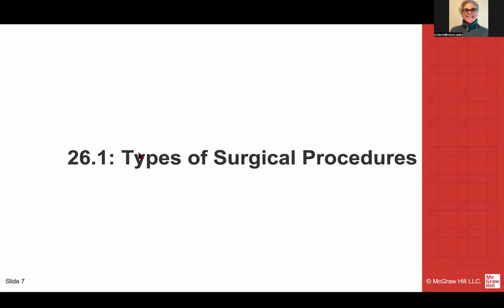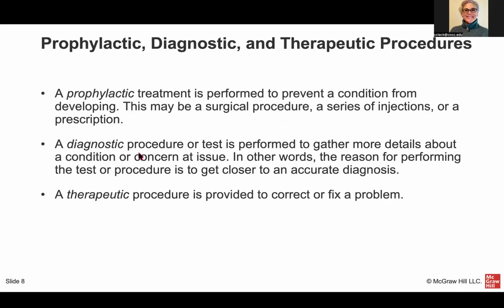Now, think about it from a patient's perspective. When someone goes in for a procedure, there's always a reason. Either they're trying to prevent something, figure something out, or fix something. Those three purposes map directly to our three procedure types: prophylactic, diagnostic, and therapeutic. And then on top of that, there are different ways a surgeon can physically access the body. Those are our surgical approaches.